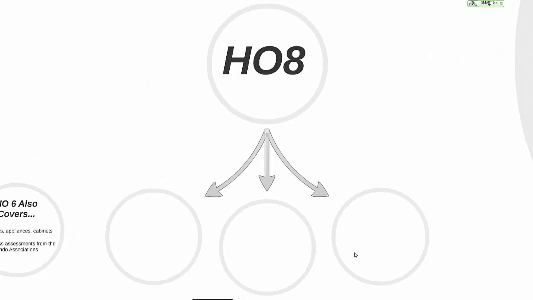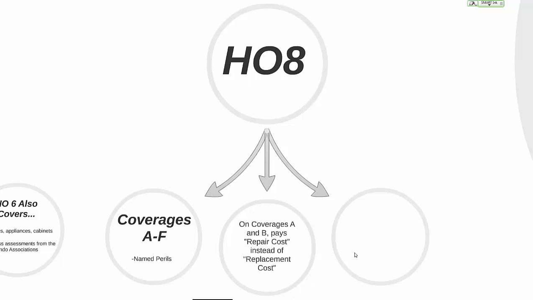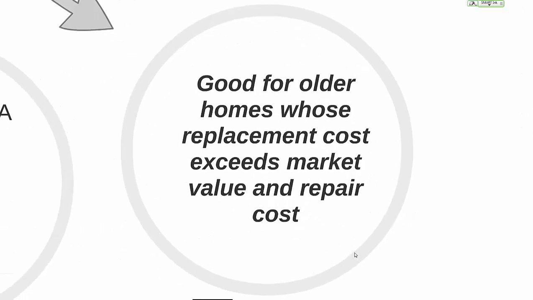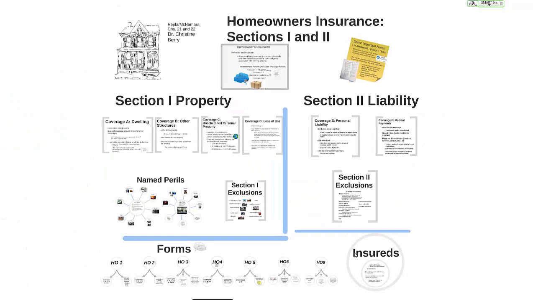Next, there's HO8. HO8 provides coverages A through F. It is a named perils policy. On coverages A and B, it pays repair cost instead of replacement cost. This is particularly good for older homes whose replacement cost exceeds market value and repair cost. And that's the end of our discussion of homeowners insurance.